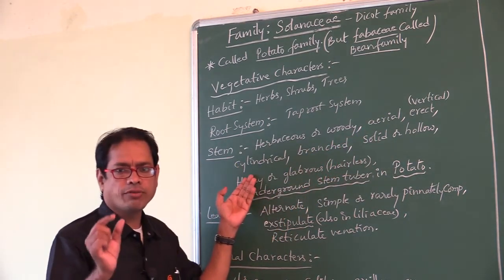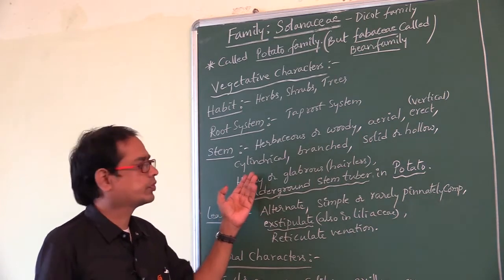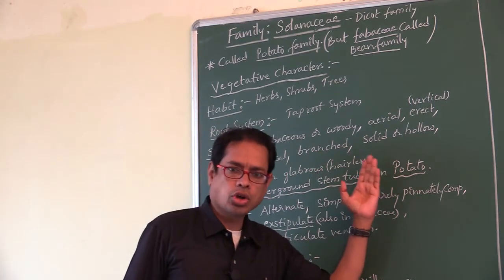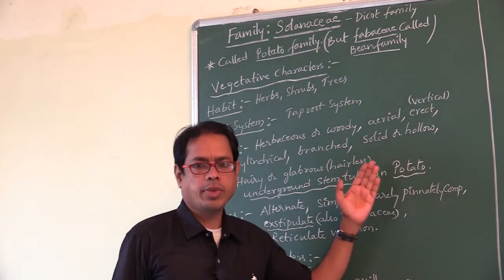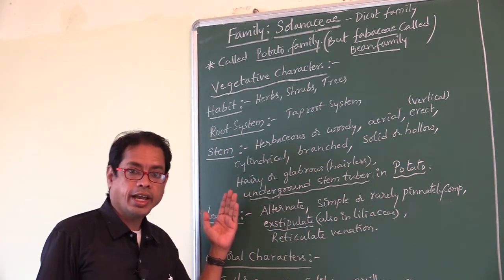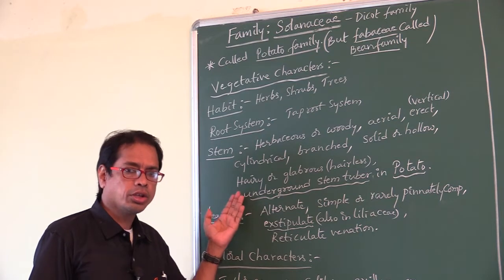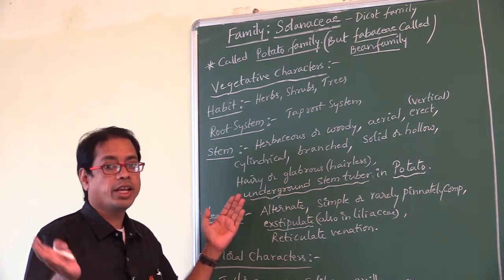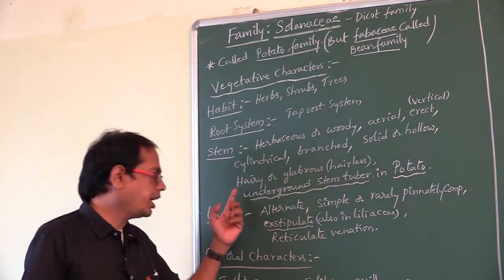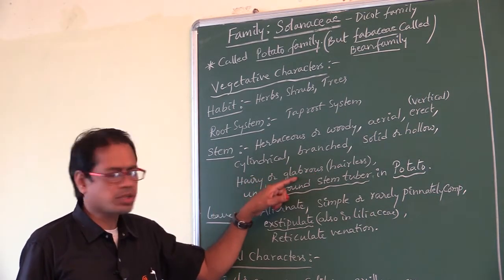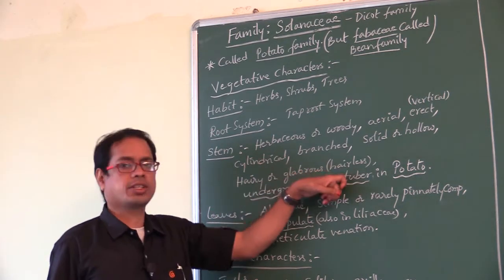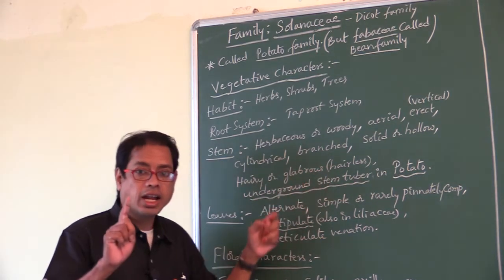The stem is somewhat cylindrical in shape. Branches are present, so it is branched. The stem may be solid or hollow. The stem may contain hairs, so called hairy. Some stems may not contain hairs, hairless, so called glabrous. The stem may be hairy or glabrous. Glabrous means hairless.